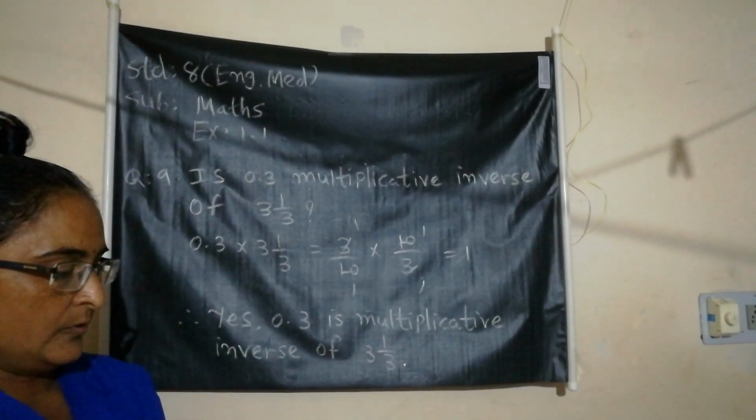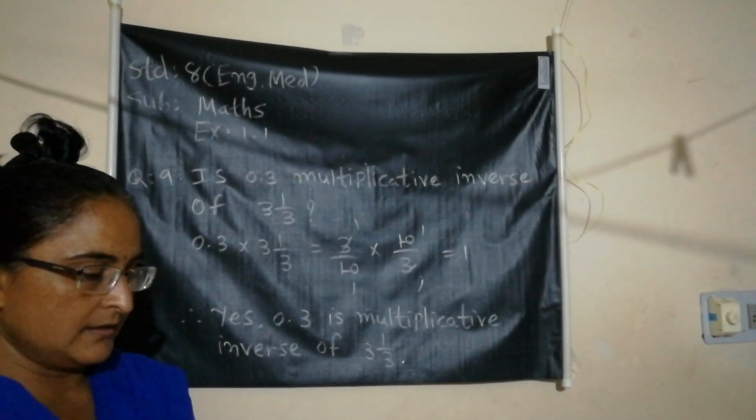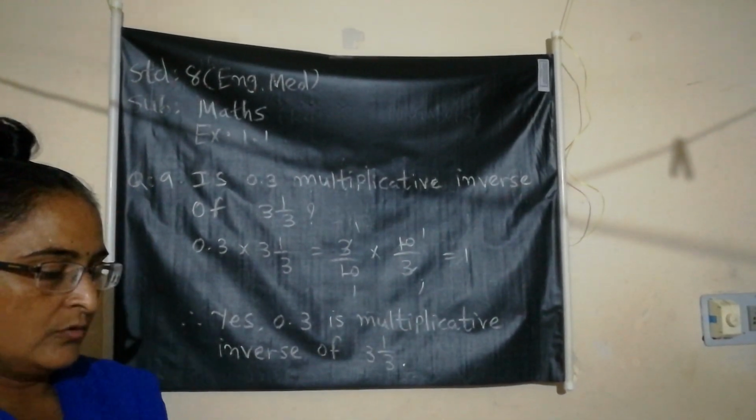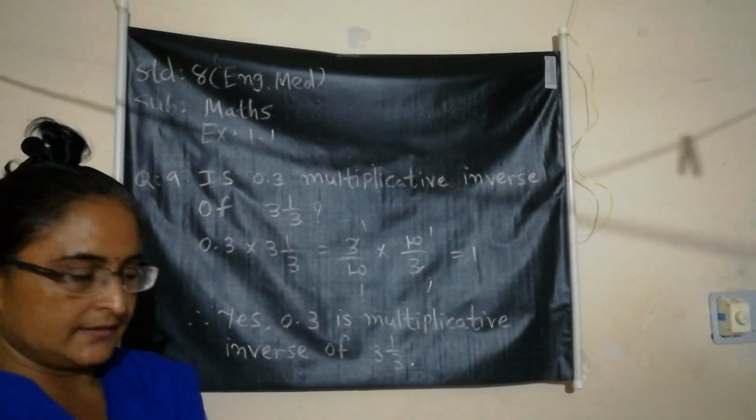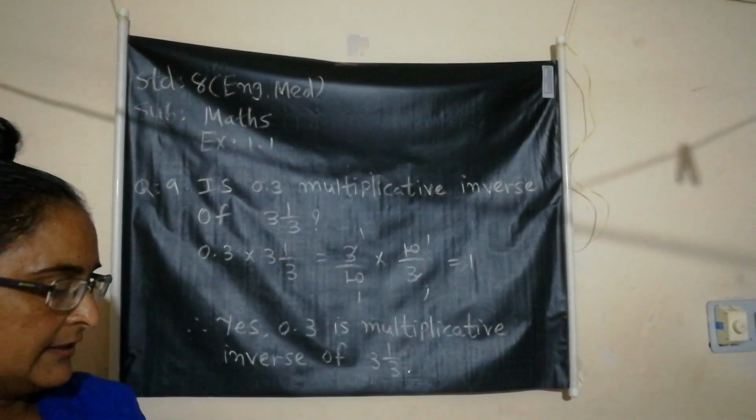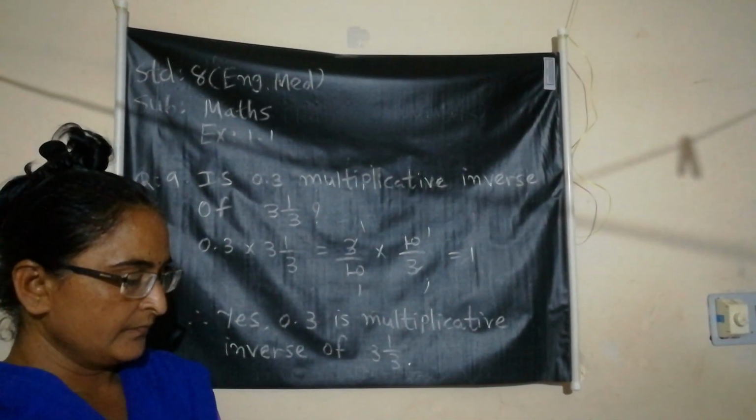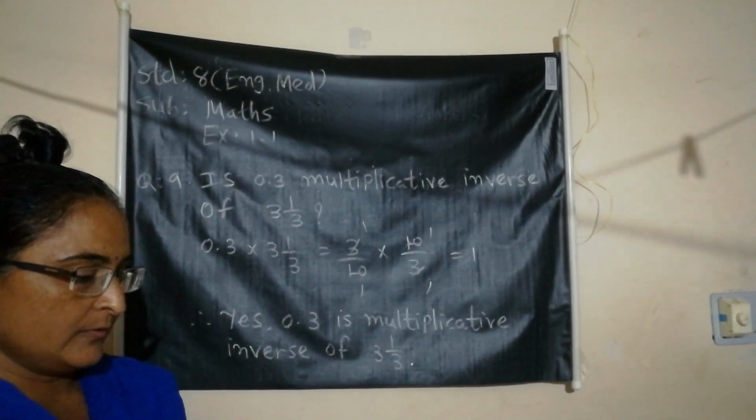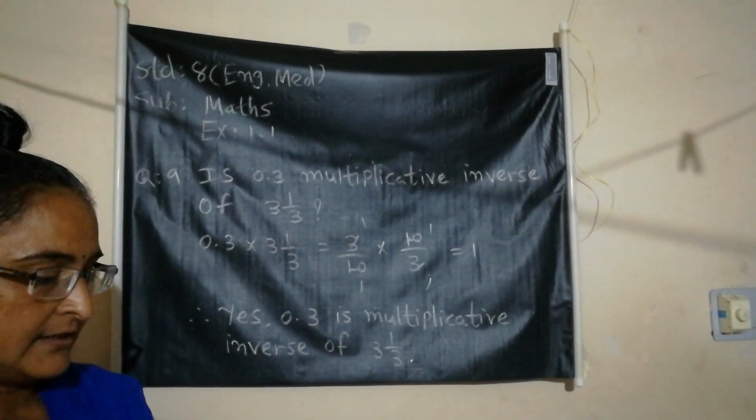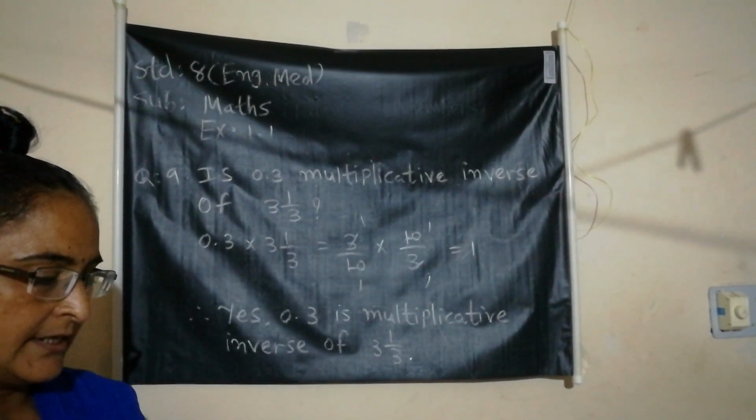Fifth, the product of two rational numbers is always a rational number. When we multiply two rational numbers, we always get a rational number as the answer. Number 6, the reciprocal of a positive rational number is positive, and the reciprocal of a negative rational number is negative. Here the answer will be positive.